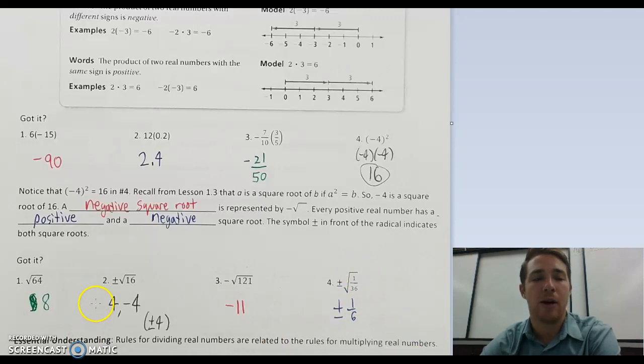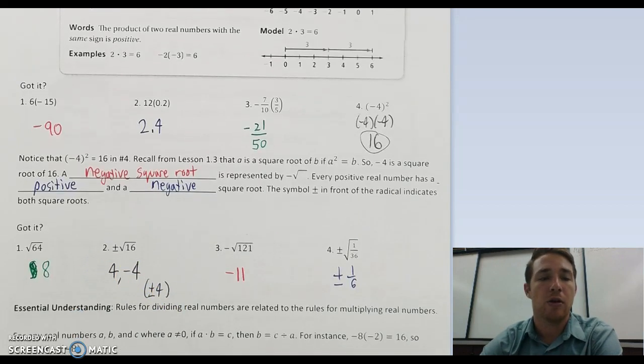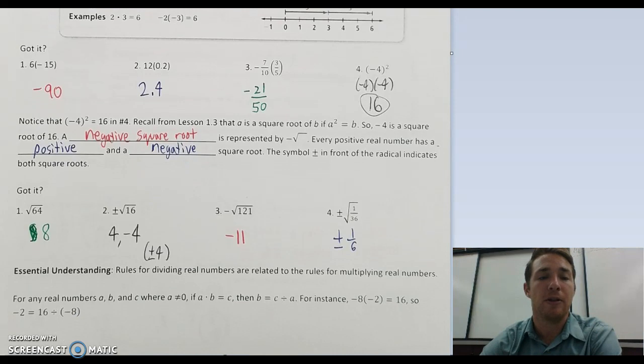And you can write it either way. You can write it as 4, negative 4, or just plus or minus 4. So rules for division are pretty much the same as when you're multiplying. So if I have a, b, and c, again, a is not 0 because otherwise the result's just going to be 0. If a times b equals c, then I could also rewrite that as b is the same thing as c divided by a.